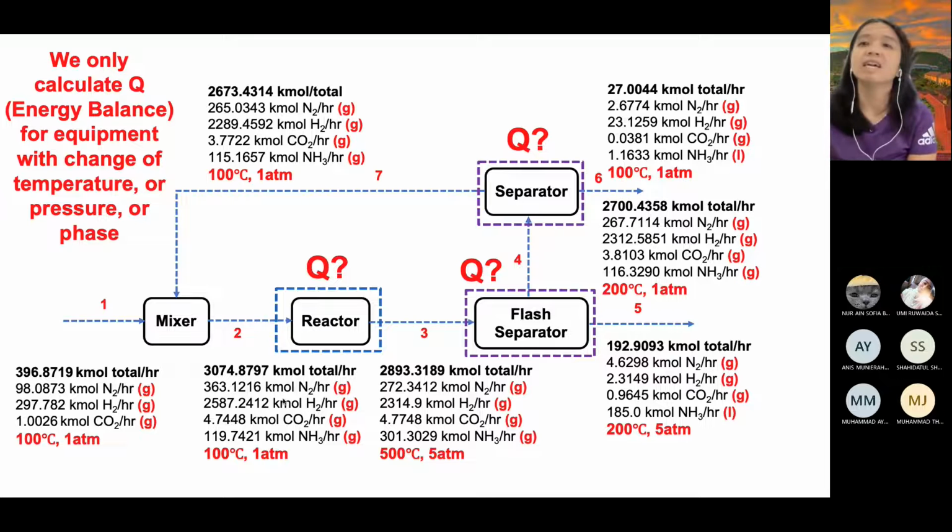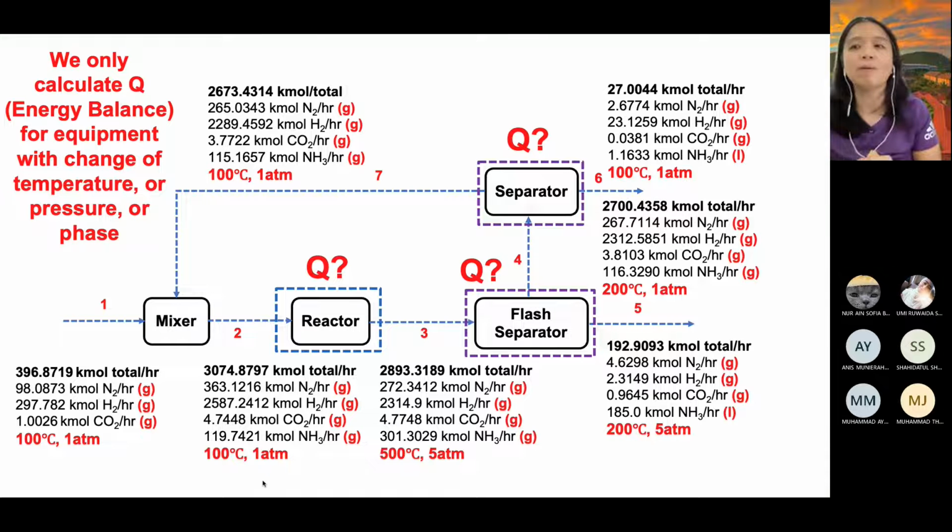Okay. Next, the other equipment, contohnya macam case kita tengok sini, mixer. You can see the mixer, the inlet is all gas of 100 Celsius 1 atm. Okay, dia punya inlet satu lagi, inlet streamline 1, streamline 7. Streamline 7 also gas 100 Celsius 1 atm. And you can see outlet dia satu stream saja, stream 2 is still gas 100 Celsius 1 atm. So you can see there are no changes of temperature, pressure and phase. So you don't have to do the energy balance for the mixer.